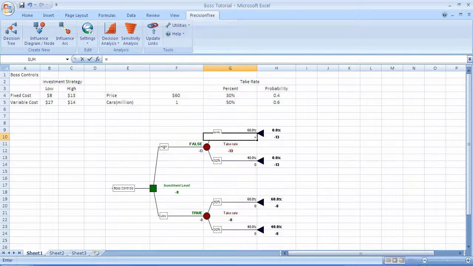That's stored in F5, but we've labeled it cars. Then we're going to multiply that number by the difference between the price, which is stored in F4, but labeled price, minus the variable cost for the high investment, which is minus 14, which is stored in cell C5.